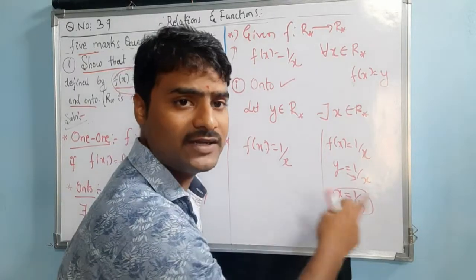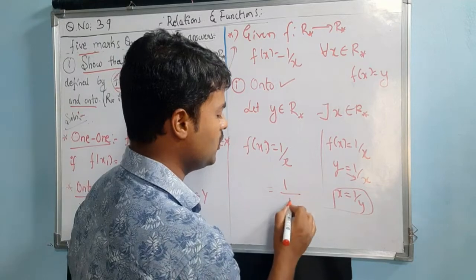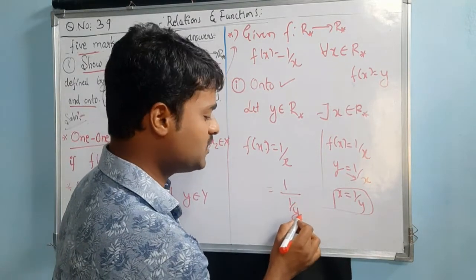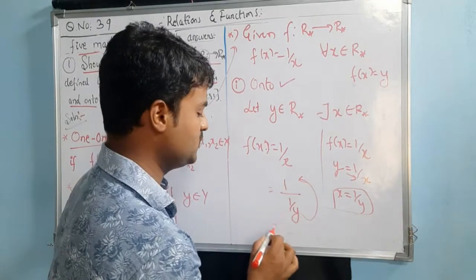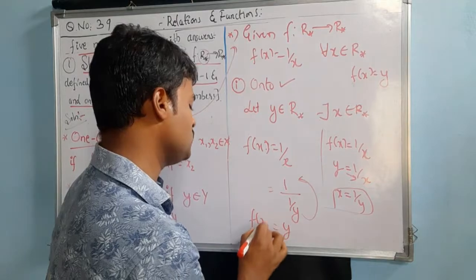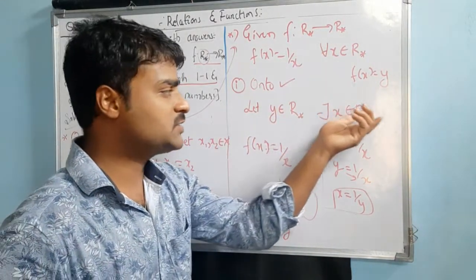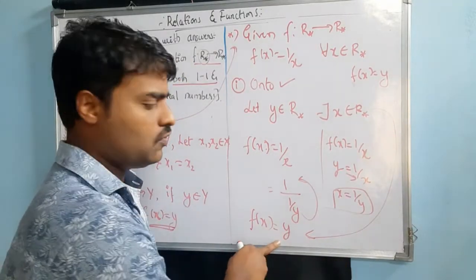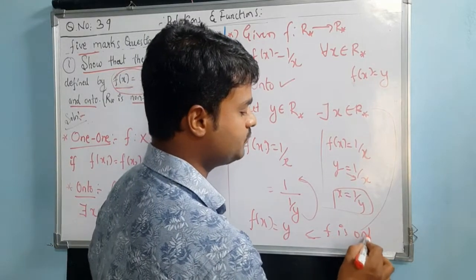Substitute here. So this becomes 1 divided by 1 by y. 1 divided by 1 by y means this y will go to the upper side, that is nothing but y. So I chose y belongs to R star, there exists x belongs to R star such that I have proved f of x equals y. So I can say f is onto.